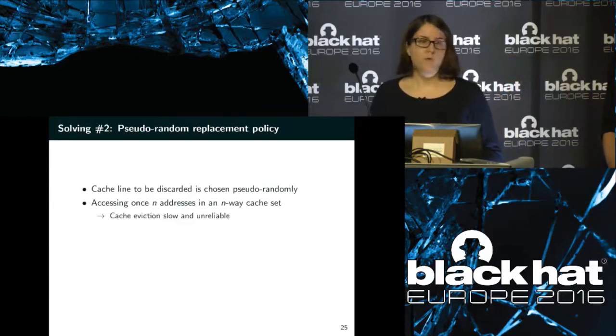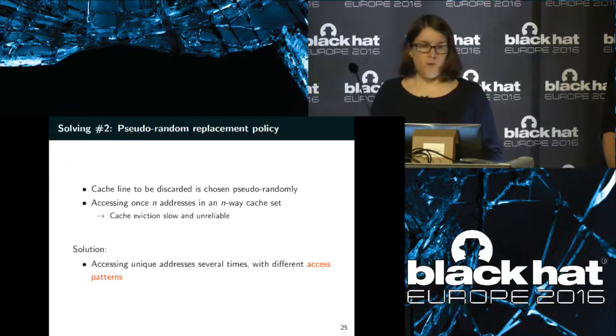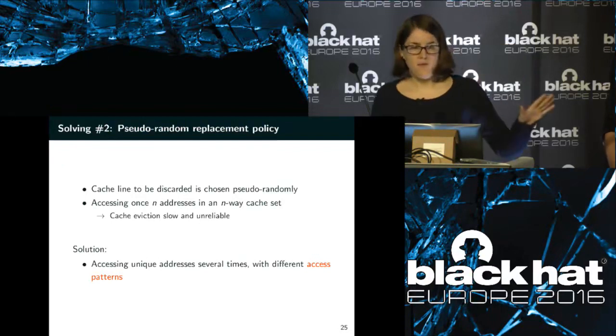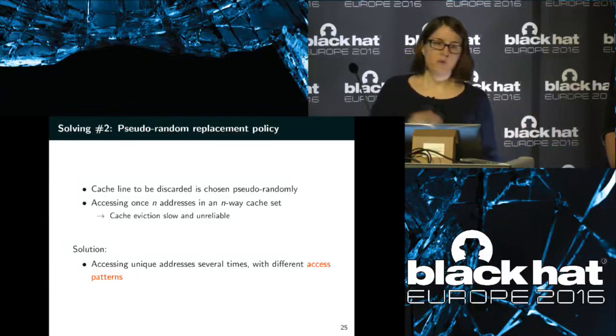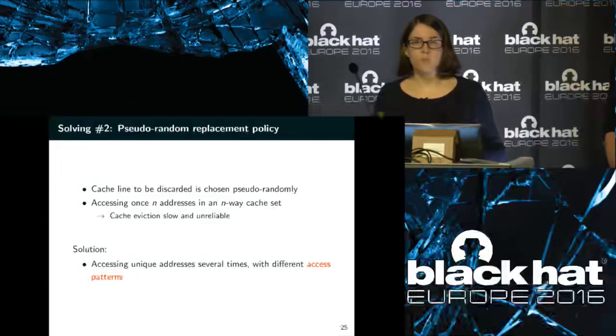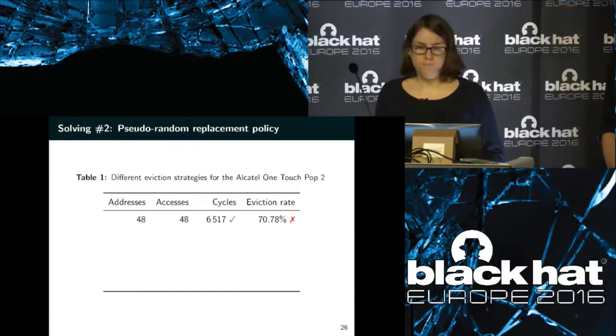But because of the pseudo-random replacement policy, this is really slow and unreliable. So what we're going to do is access addresses that fill into the same cache set, not only once, but several times, and with different access patterns. The replacement policy is supposed to be pseudo-random, so we should not be able to really influence anything, but as we're going to see, it actually works really well.